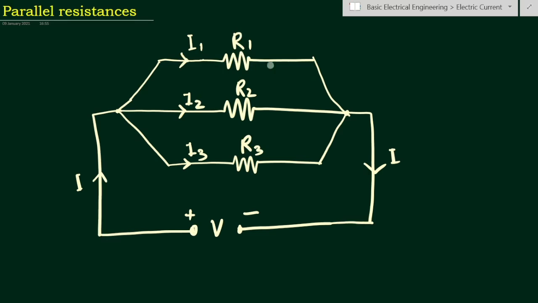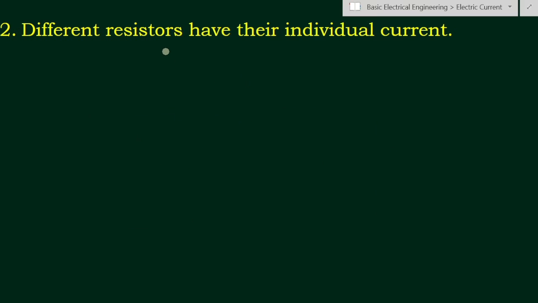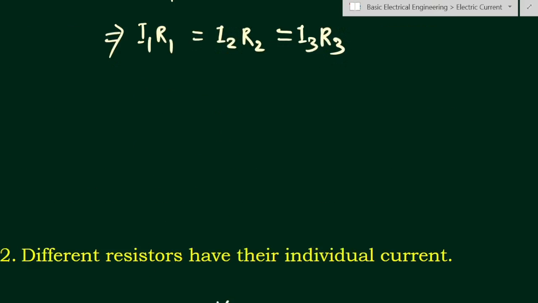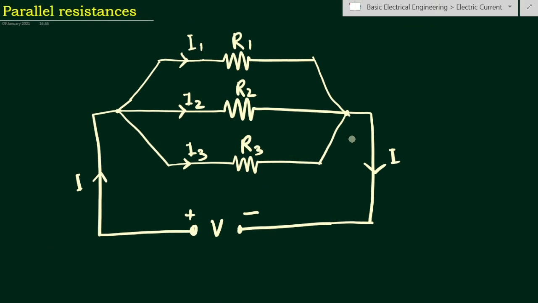So in the second point, different resistors have different currents. Across all the resistors we have voltage V, so different resistors have their individual current. What will be the value of I1? I1 is the current flowing through resistor R1. The voltage across the resistor is capital V for all the resistances. This is the total voltage we have applied across all the resistances.